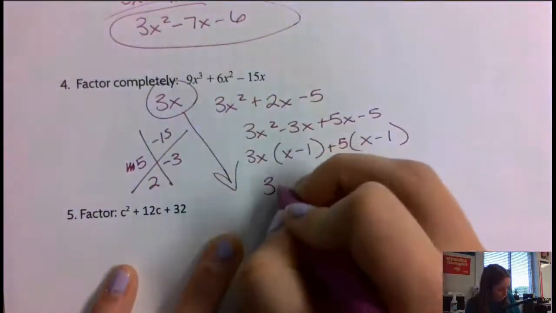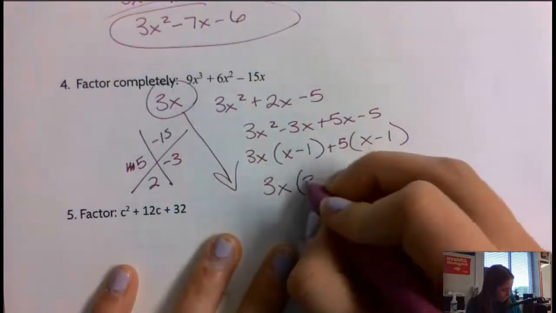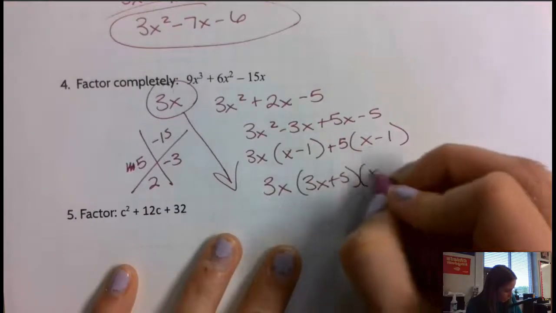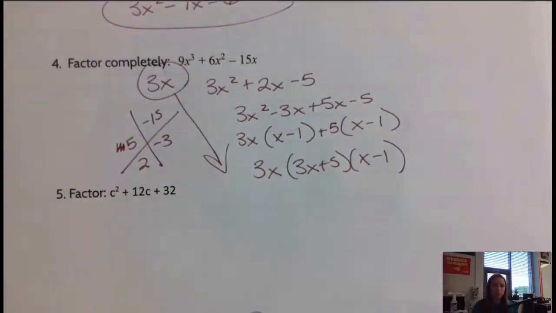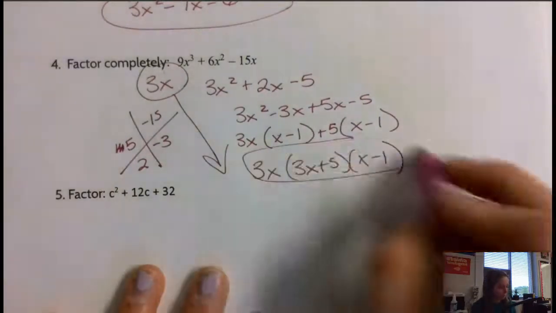Now at the end, can't forget about that guy. We'll have 3x parentheses 3x plus 5 and x minus 1. You will get counted off if you do not bring that down. So please do not forget about that. There you go.